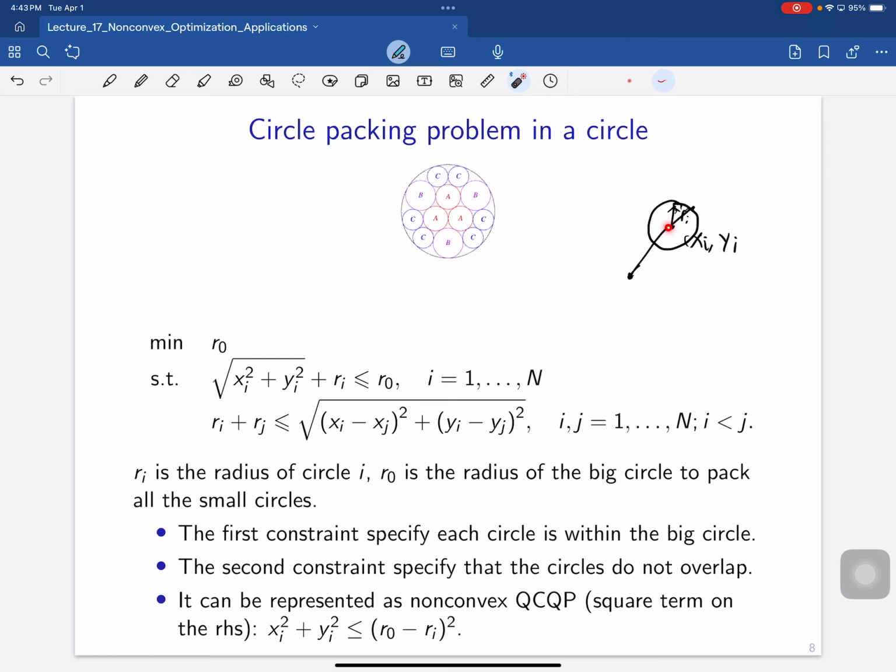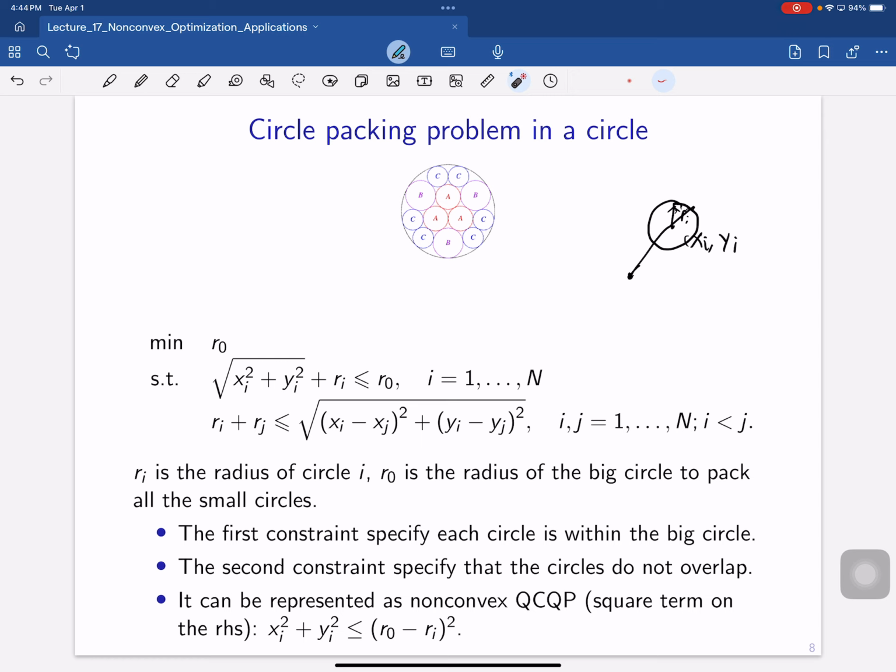So if this distance plus ri is within the big circle, the whole thing is within the big circle, right? Because this direction is the longest distance you can get away from the origin. Okay, so that's what this constraint is. The distance from the origin plus the radius has to be less than or equal to the radius of the big circle. And the second constraint is the so-called non-overlapping constraint.